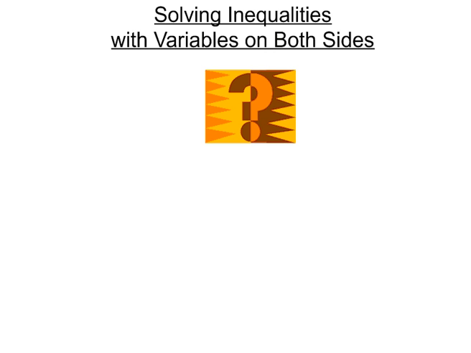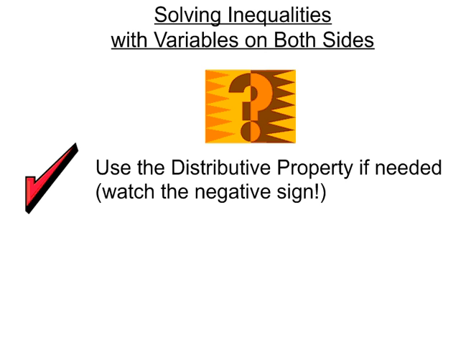So, first thing we always did was use the distributive property if we needed to. Okay, and be careful of that negative sign. If you're distributing a negative out, make sure that you're watching that negative sign. You already have these in your notes on equations, so that's why we're not having you write them down again. Okay.